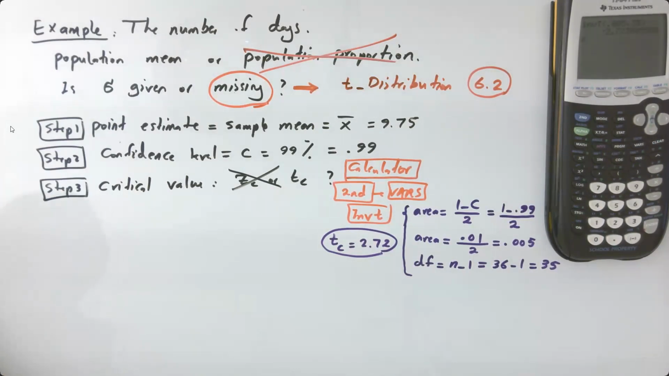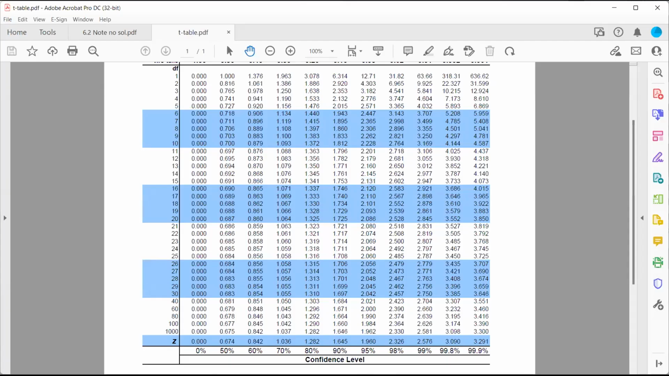Let's take a look at our T-table. Let us verify that we have a correct TC. Our T-table says my confidence level is 99%. This is just right here. The degrees of freedom is 35. I don't have 35. If you open different T-tables, you might not get the exact value 35.